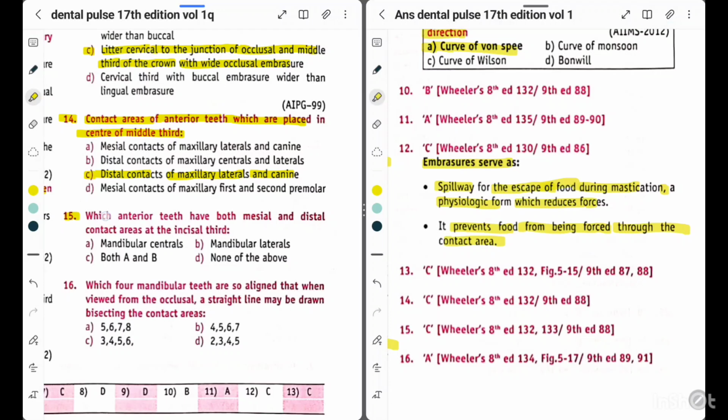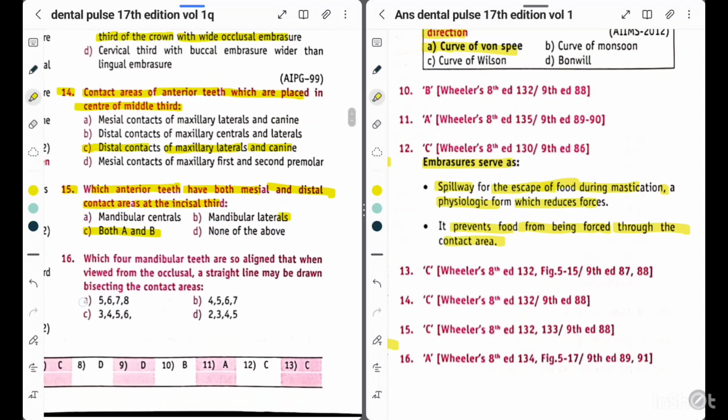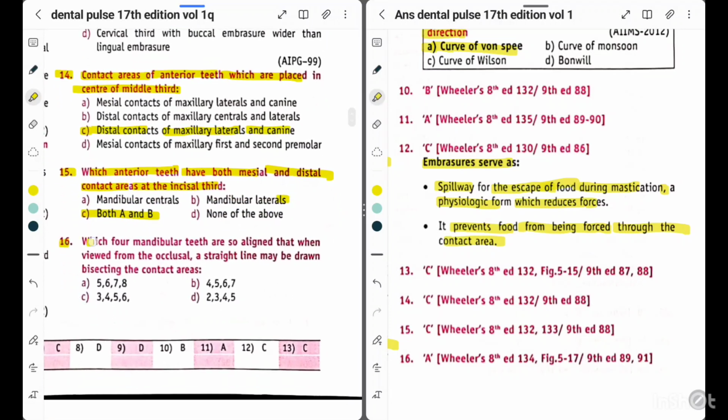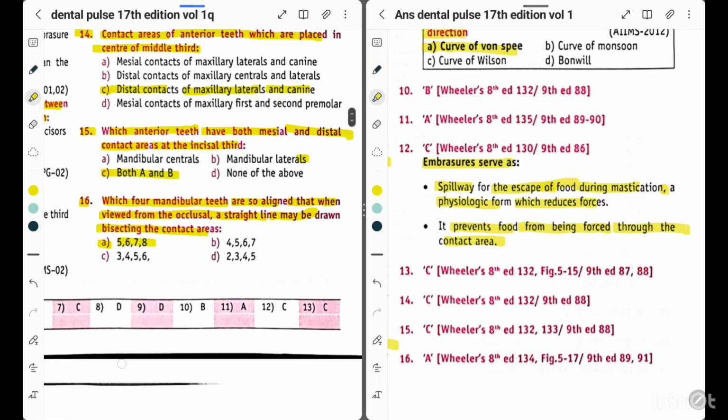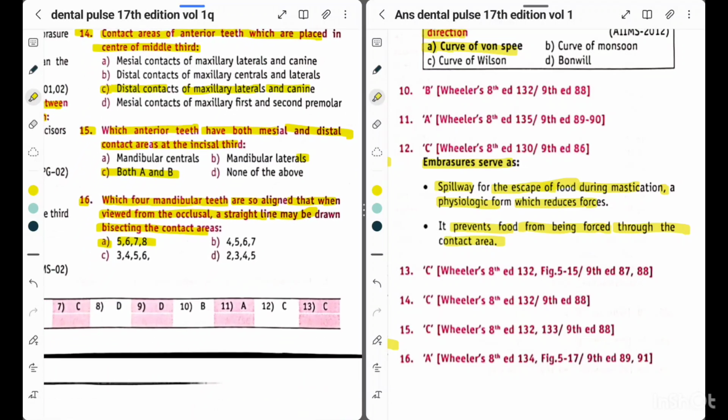Now question 15. Which anterior teeth have both mesial and distal contact area at the incisal third? So options are A, mandibular centrals, option B, mandibular laterals, option C, both A and B, option D, none. So its answer is option C, both A and B. Question 16. Which 4 mandibular teeth are so aligned that when viewed from occlusal, a straight line may be drawn bisecting the contact areas? So its answer is option A, 5, 6, 7, 8: second premolar, first molar, second molar and third molar.